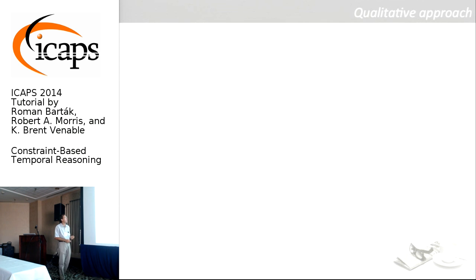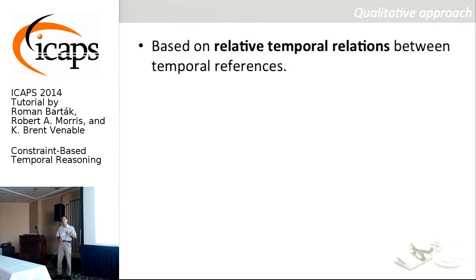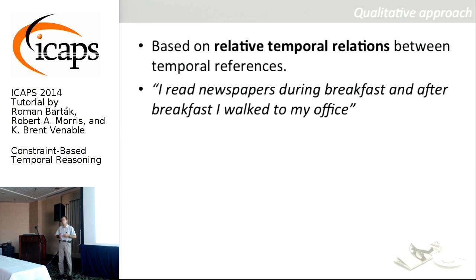So let's start with the qualitative approach. As I said, in the qualitative approach to model time, we use relative relations between temporal references. And I will use an example to demonstrate all these techniques through this part of the tutorial. I'll be adding more and more information to this example. It's a very simple example describing some process. I read newspapers during breakfast, and after breakfast, I walked to my office. So we can see there is some information about time, during, after, and so on. And now the question is what we can do with this.